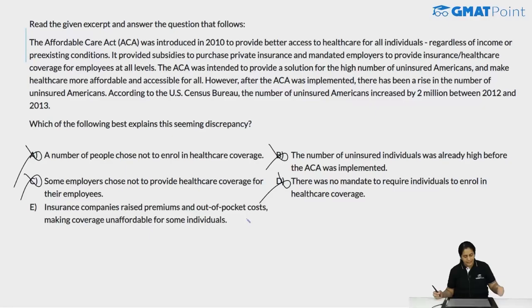E: Insurance companies raised premiums and out-of-pocket costs, making coverage unaffordable to some individuals. Now, this is giving you a direct negative consequence of the ACA. Because of this, they increased the premiums and the out-of-pocket costs, which means that those who already had insurance were no longer able to afford it, and then they became uninsured. So why was there a rise in the number of uninsured? Because people who had insurance were no longer able to afford that insurance. So E is the only one which gives you an explanation for an increase in the number of uninsured. So E is the right answer.